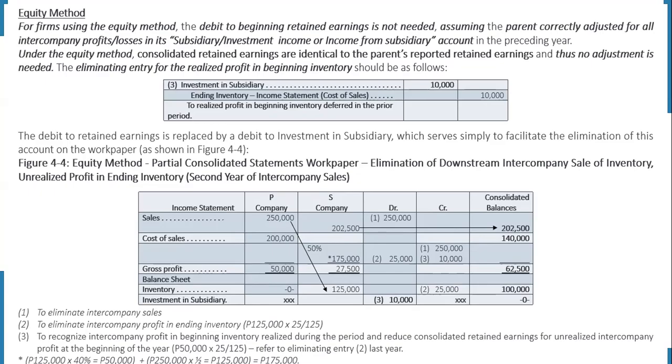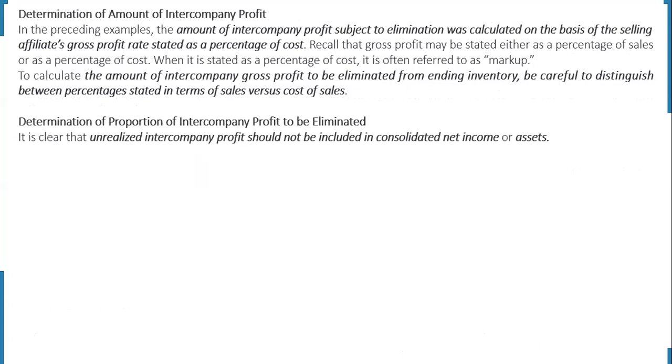Determination of the amount of intercompany profit. In the preceding examples, the amount of intercompany profit subject to elimination was calculated on the basis of the selling affiliate's gross profit rate, stated as a percentage of cost. Recall that the gross profit may be stated either as a percentage of sales or as a percentage of cost. When it's stated as a percentage of cost, it's often referred to as markup. To calculate the amount of intercompany gross profit to be eliminated from ending inventory, be careful to distinguish between percentages stated in terms of sales versus cost of sales.